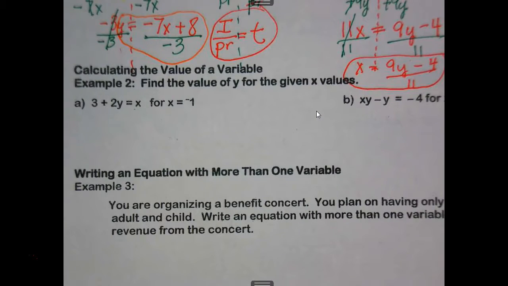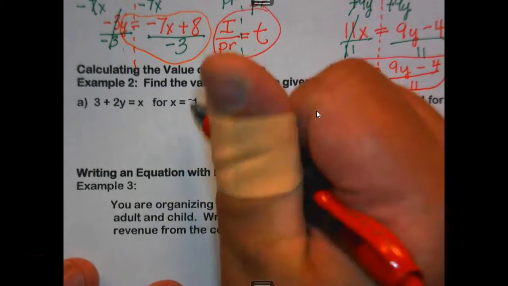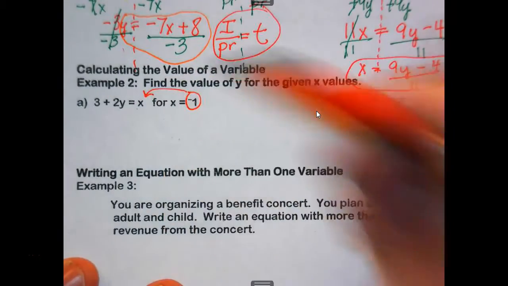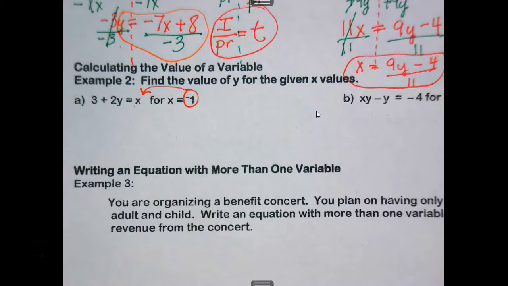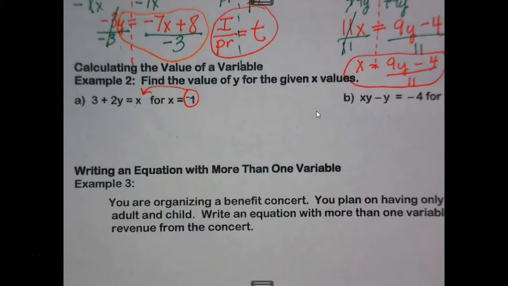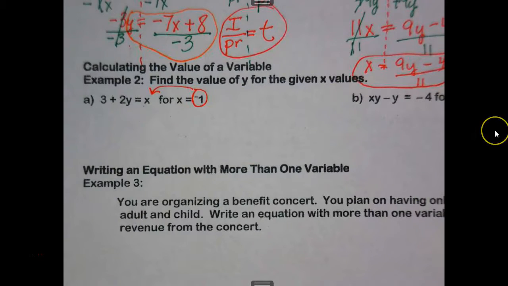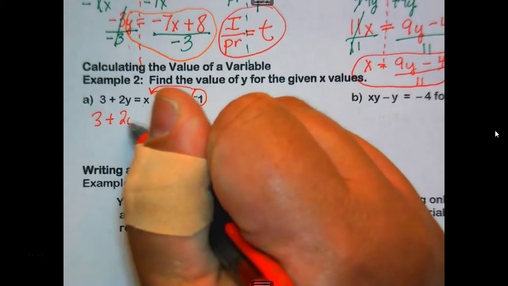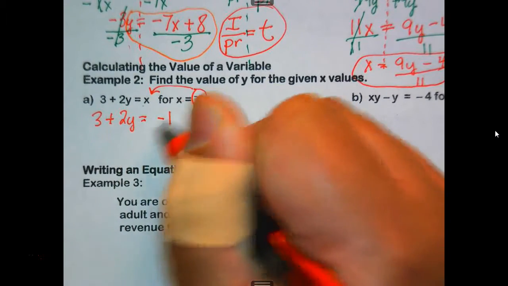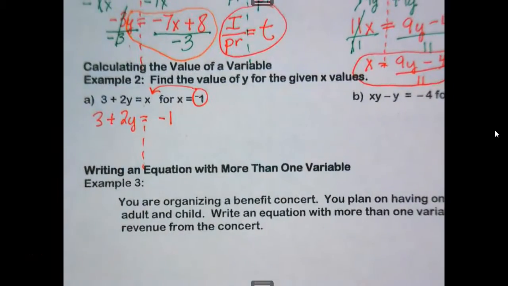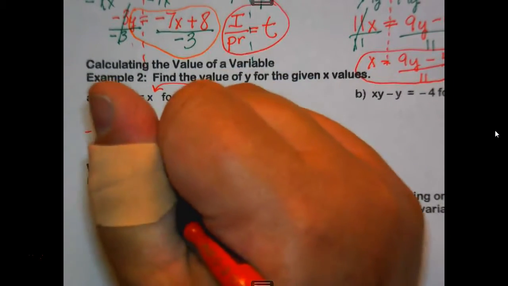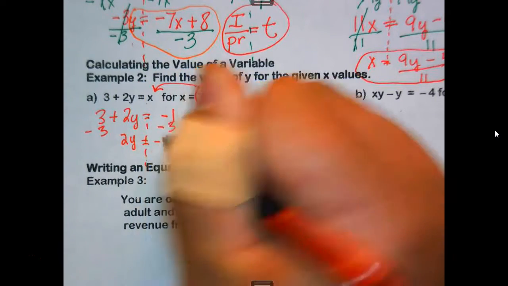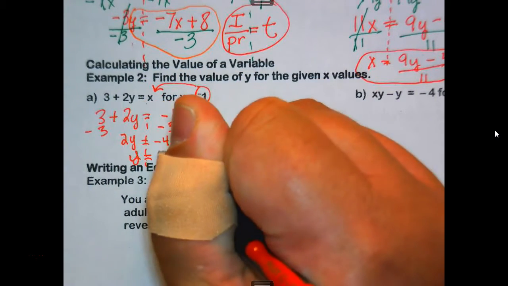Last week, you took a value for X and plugged it in. I think we did expressions. Now you do equations and just solve for X. So I have 3 plus 2y equals -1 for X, and then solve for Y. Subtract 3 from both sides. Get 2y equals -4, so what's Y? -2.